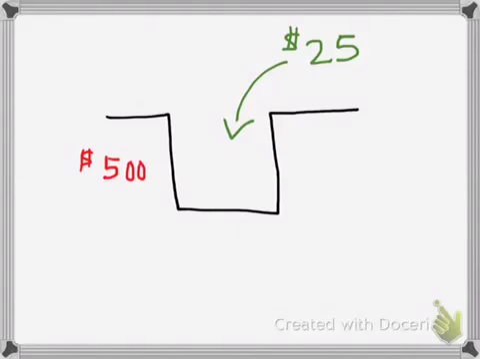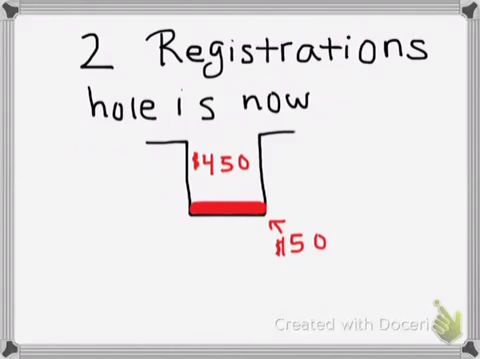All right. Now, here's an example where we only had 2 people registered. 2 people registered means we dropped $25 into this hole twice. So the hole is now only $450 deep because 2 people have contributed $25 each. So we took $50 from the $500. We have a $450 deep hole.